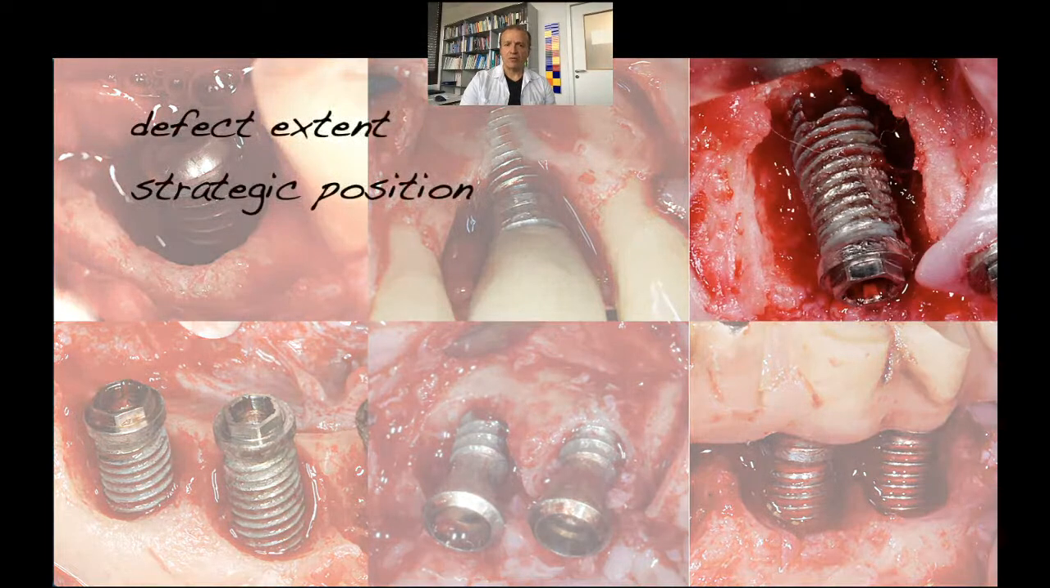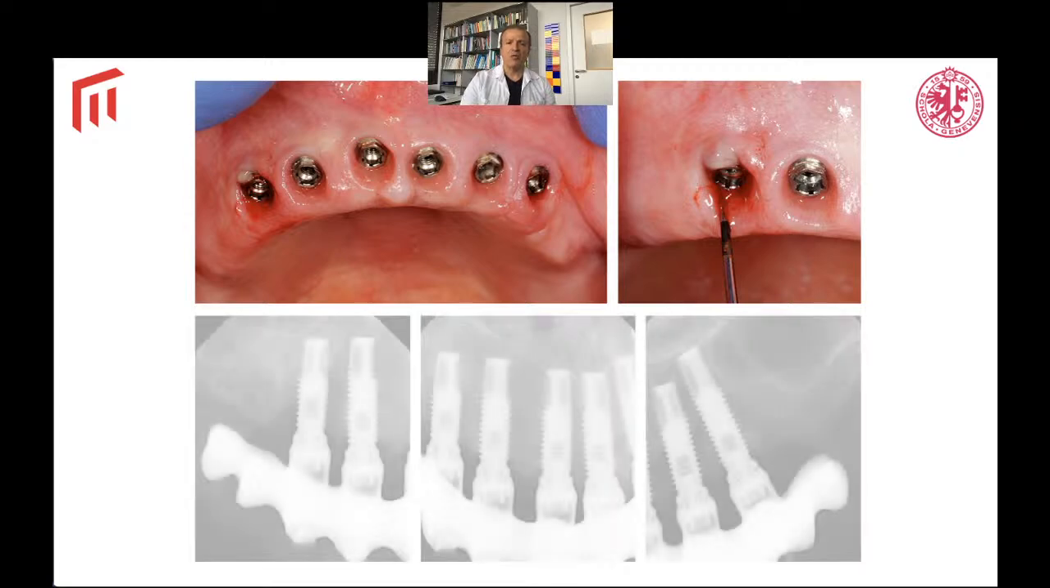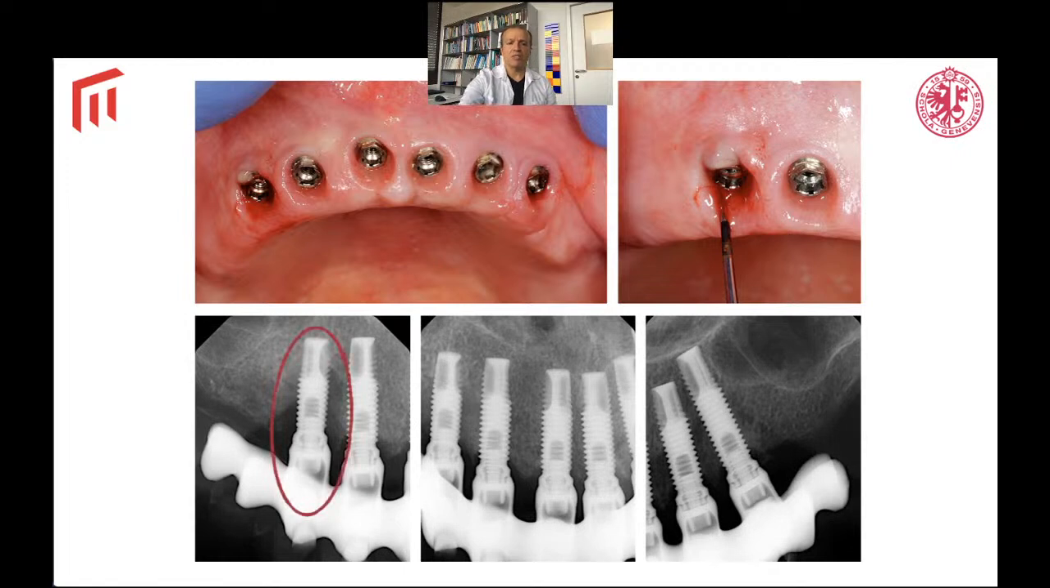So the first thing that we have to look at is the extent of the defect and the strategic position of the implant. Look at this case. In this patient, where we have a bridge based on 6 implants in the upper jaw, the only implant that has a problem is the distal one. The rest of the implants had shallow pockets of 1 to 2 millimeters and slight bleeding, so only mucositis, and the only implant that had deep pockets was the one on the distal aspect. And you will appreciate on this X-ray that the bone defect goes almost to the apical extent of the implant.